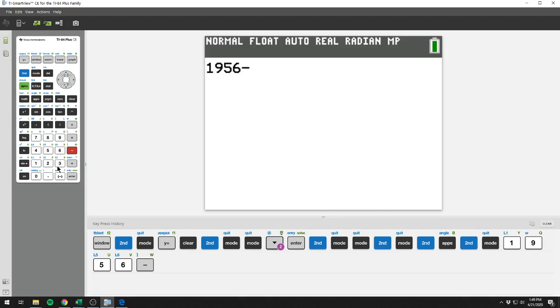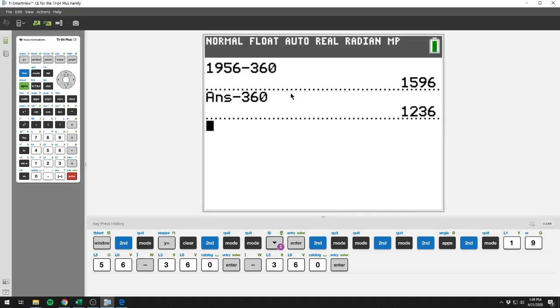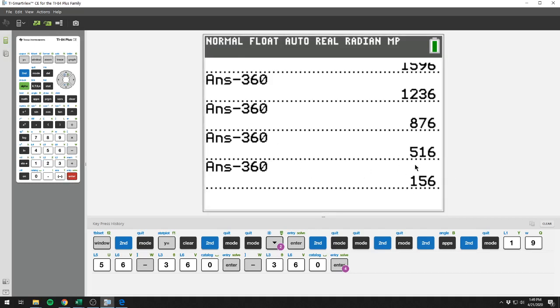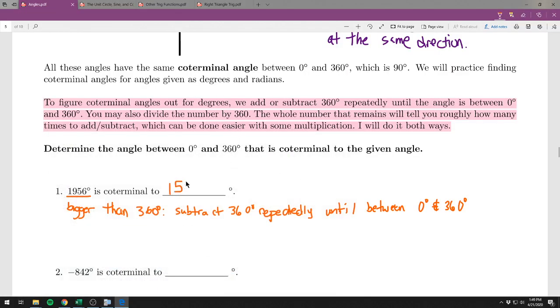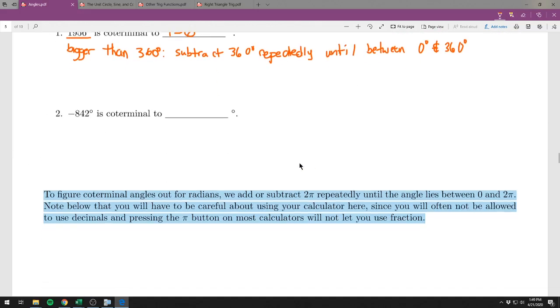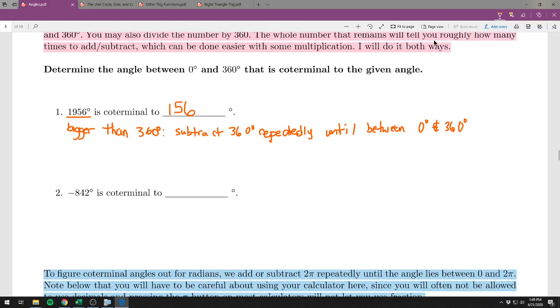We have 1,956 minus 360. Still too big. So we do minus 360 again. That's the way I do it in this calculator. If you just keep hitting enter at this point, after you do this answer minus 360, it'll keep subtracting 360 for you. Still too big. That's still bigger than 360. And finally, 156 is between 0 and 360. So that is our answer. It is coterminal to 156 degrees. If you were also asked what quadrant this points in, it's not a part of this question, but 156 degrees is between 90 and 180, so it's in quadrant 2.